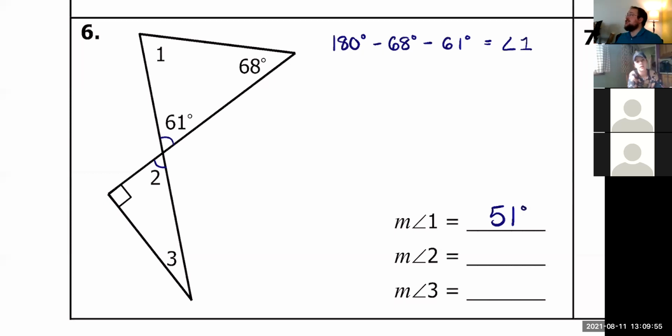Not quite. Alternate interior and exterior angles and stuff have to do with parallel lines, and we don't necessarily have those here. But these are not quite, because they are going away from each other. These are vertical angles. And vertical angles are always congruent. So angle 2 is 61 degrees.